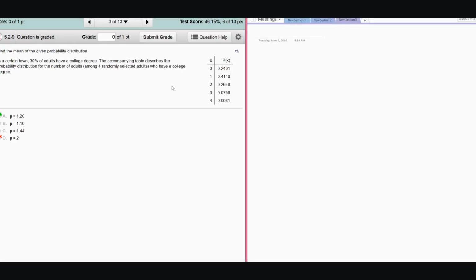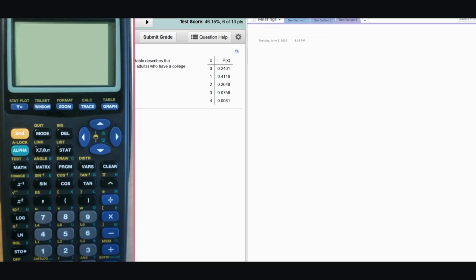It says, in a certain town, 30% of adults have a college degree. The accompanying table, that's this one, describes the probability distribution for the number of adults among 4 randomly selected. So we want to find the mean of this probability distribution. So we're going to put this in our calculator. And we're going to go to Stat and Edit.